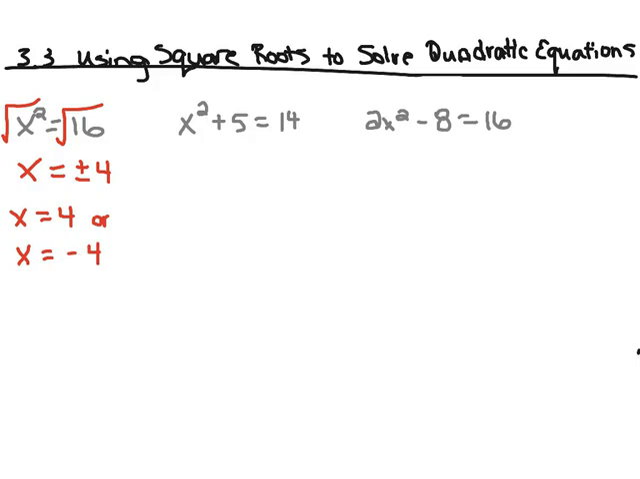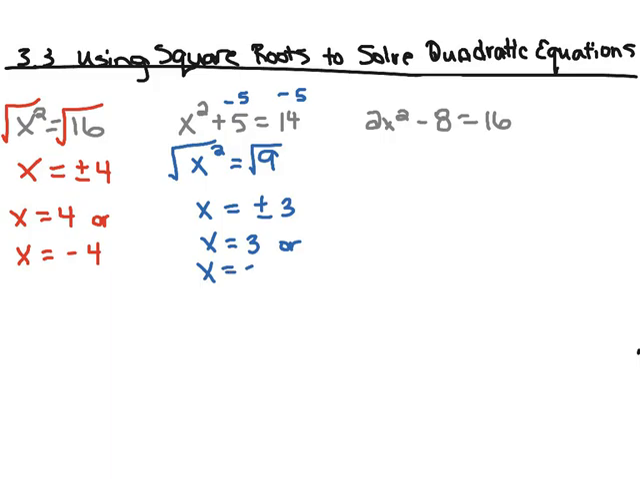For the second question, we have to isolate our variables, so subtract 5 from both sides. So we have 14 minus 5 is 9. Take the square root of both sides, so x will be equal to plus or minus the square root of 9, which is 3. So x equals 3 or x equals negative 3.